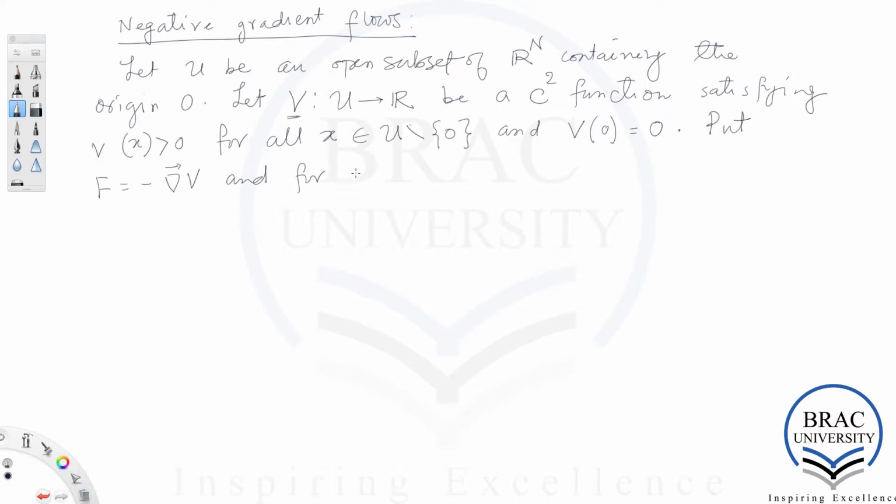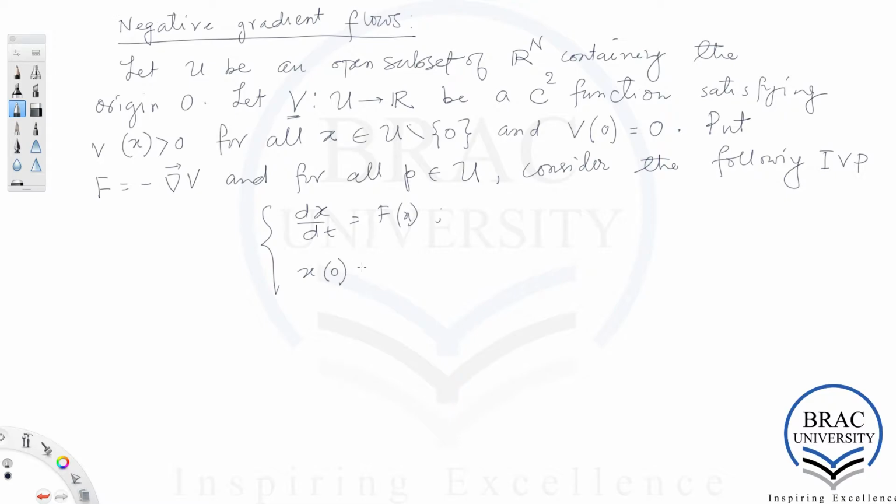For all points P in the open set, we consider the following initial value problem, IVP. So let me write down the IVP for you. dx/dt is equal to f(x) is the system, and this is the initial value: x(0) is going to be the point P. Let us number this equation by 1.